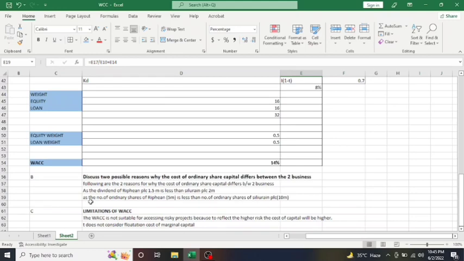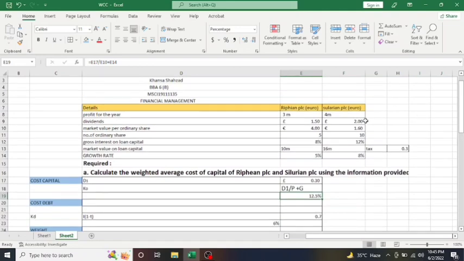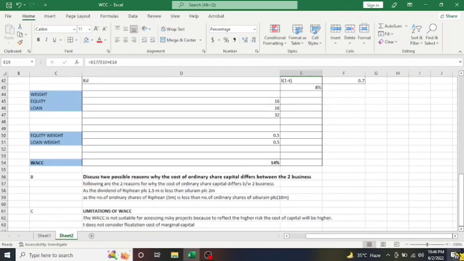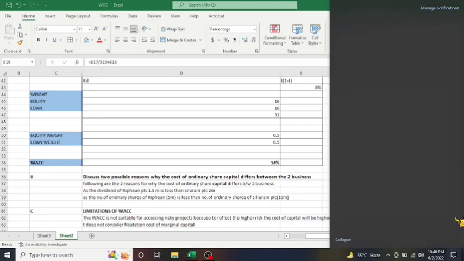The number of ordinary shares of Rifan is 5 million, which is less than the number of ordinary shares in Solarian, which is 10 million. If we go up there again, we can find this. This is our ordinary shares. This is 5 million, and here we have 10 million for Solarian, sorry.